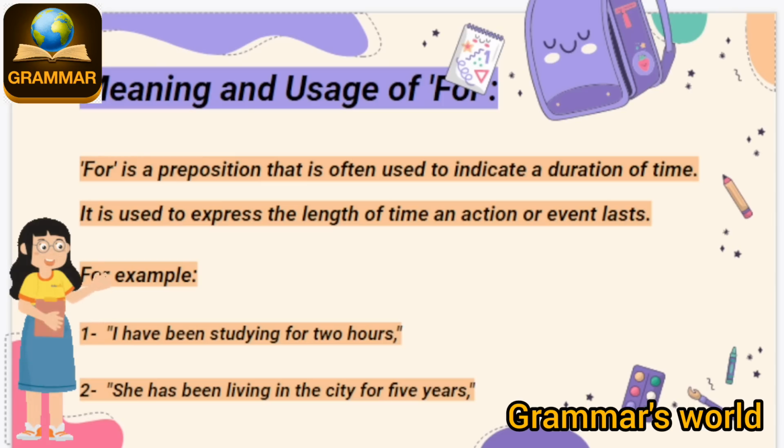For example, I have been studying for 2 hours means that I have been studying continuously for 2 hours. Another example is she has been living in the city for 5 years, which means that she has been living in the city continuously for 5 years.